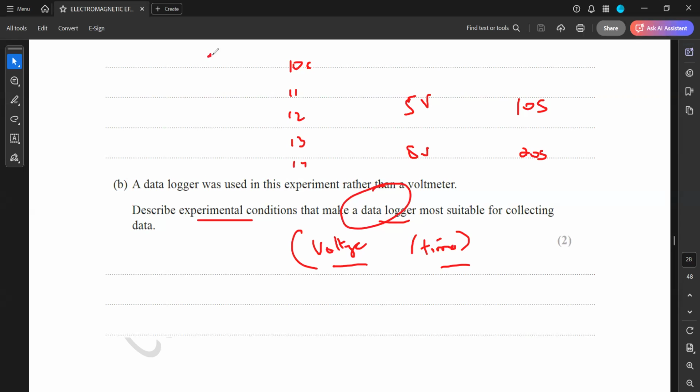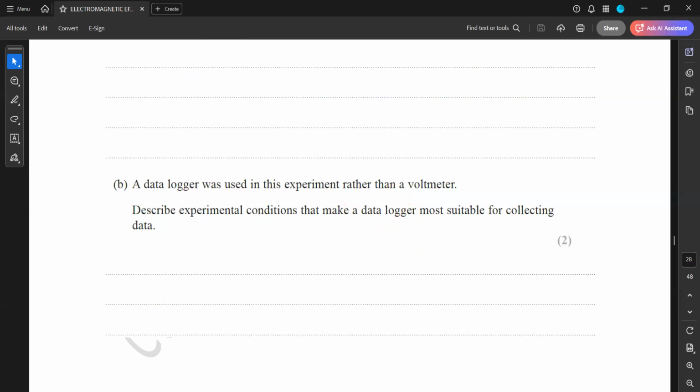And in the same way, it will also show the change, the variation in the quantity. Let's say it was 5, 5.3, 5.9, 6.5, and so on. So we'll have a range of results as compared to having a few values. So the data logger is suitable if we want a high sampling rate.